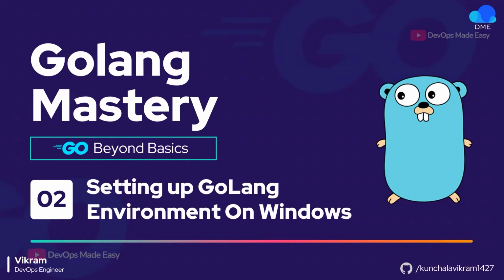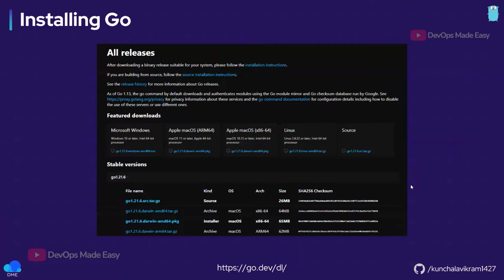In this video, we will see how to set up the Golang environment on Windows along with configuring some of the environment variables related to Golang on Windows. If you go to the site go.dev, here you'll find all the options related to downloading and installing Golang on all three operating systems like Windows, Mac and Linux.